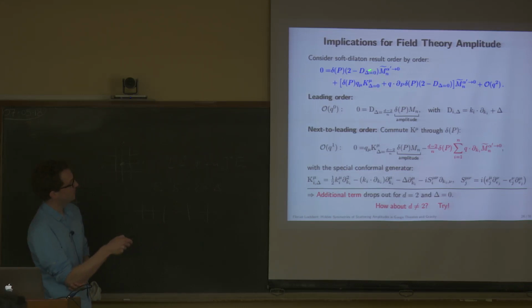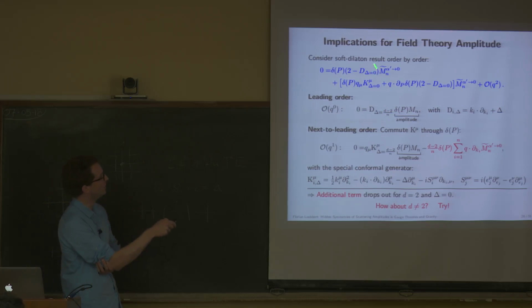If I pull D through the delta function, I pick up some factors that I can actually include into the scaling dimension. The dilatation operator has simply this form. If I set the scaling dimension to D minus 2 over n, this is now in D dimensions, then I can pull D through and write this first line as this equation. And now I have really delta P times M twiddle, which then turns into M, which is just the field theory amplitude.